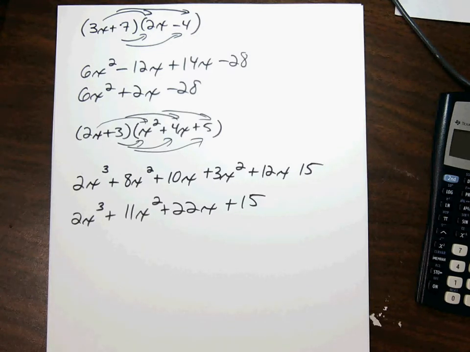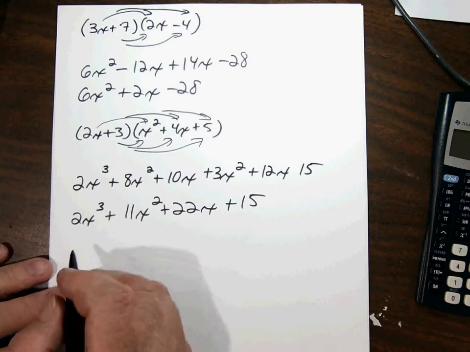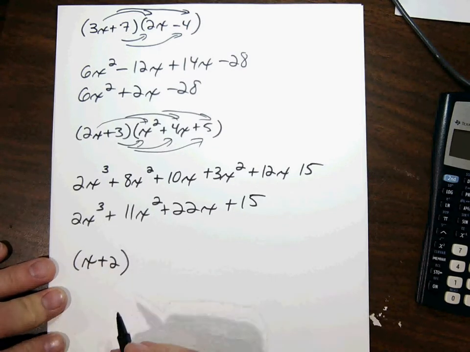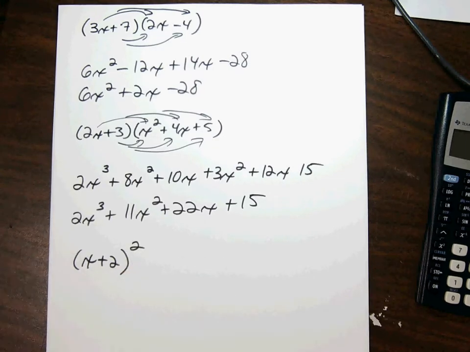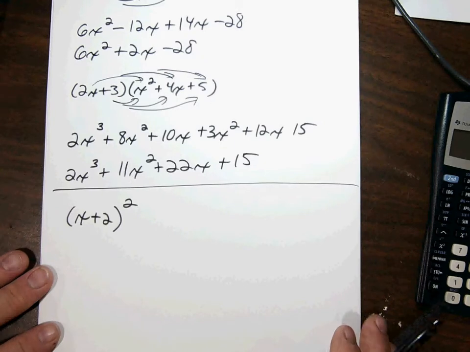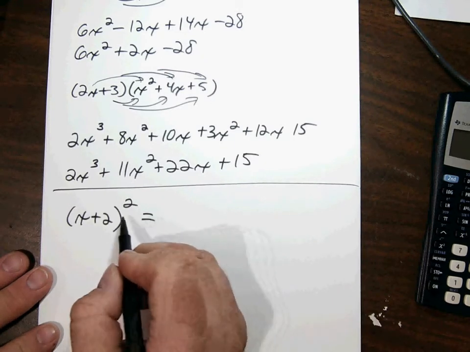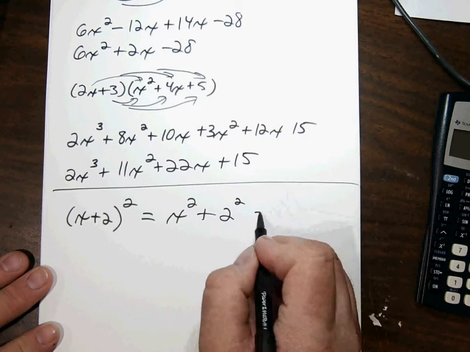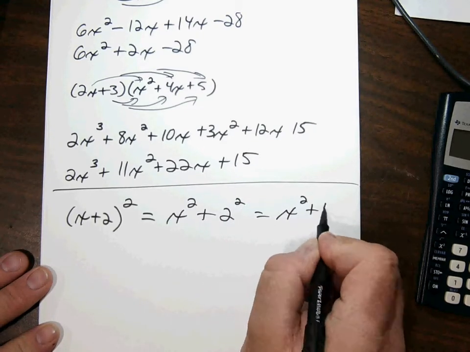What about this one? What if I had, let's be careful here, what if I had x plus 2 squared? Okay. Now, I think the knee-jerk response is going to be, well, that's x squared plus 2 squared, which would be x squared plus 4, right?